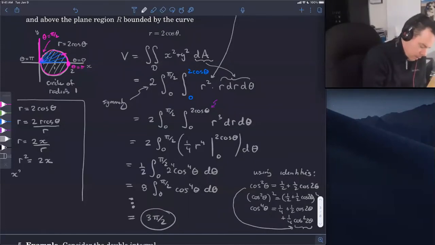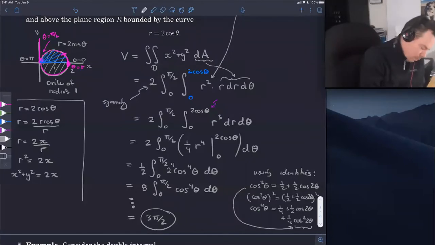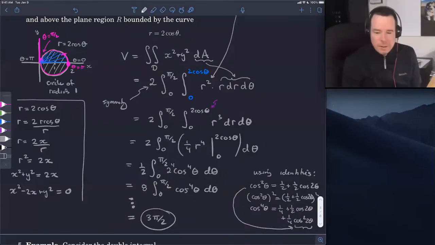And now I have r squared is equal to 2x. And so then I get x squared plus y squared is equal to 2x, because now I can replace the r squared with x squared plus y squared. And that means now I can bring the 2x over and get an equation like this, which now I can recognize as the equation of a circle.